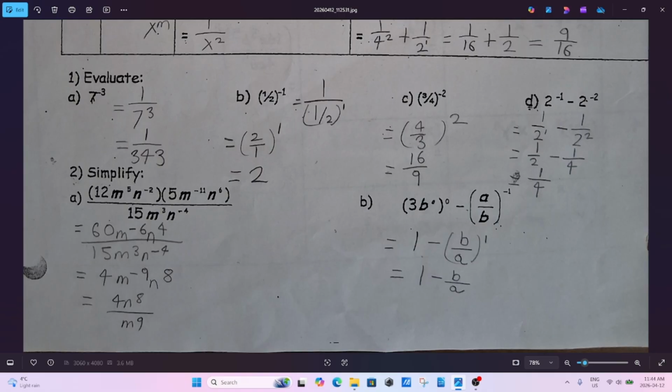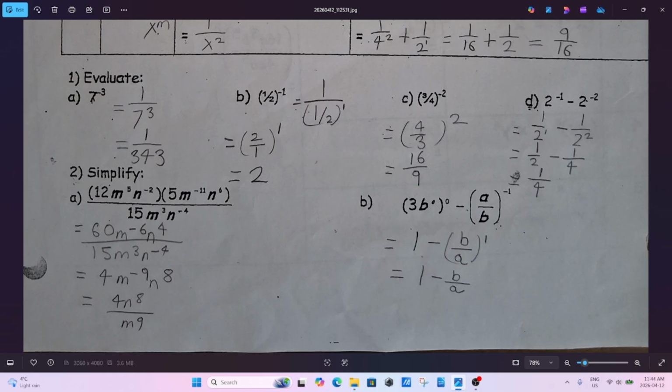Okay, so question 1a, it says evaluate 7 to the negative 3, which is just equal to 1 over 7 to the 3, which is equal to 1 over 343. So that's 7 times 7 times 7 on the calculator. 1b says 1/2 to the negative 1. So that's just 1 over 1/2 to the 1. And so that's just 1 over 1/2, which is just 2.